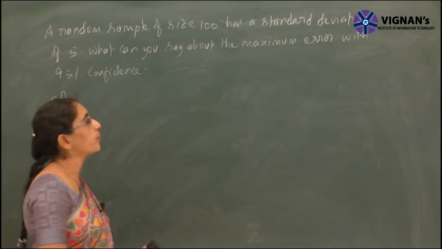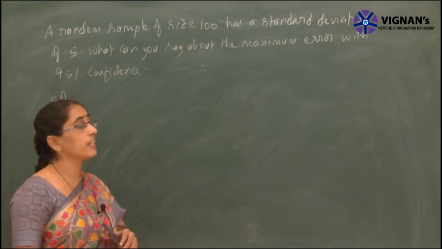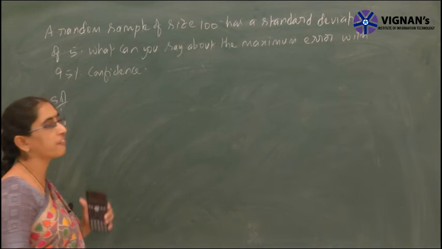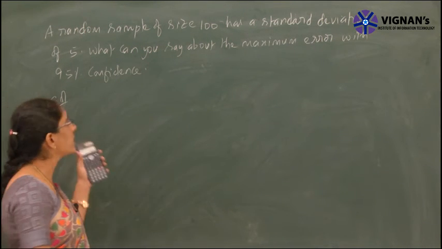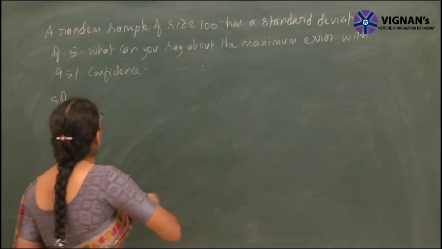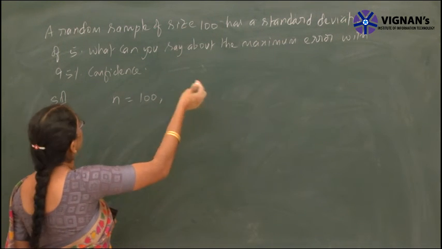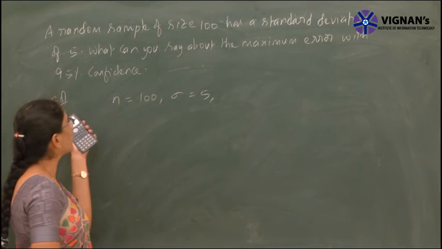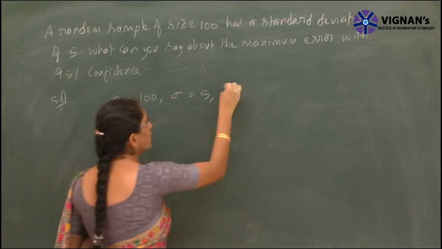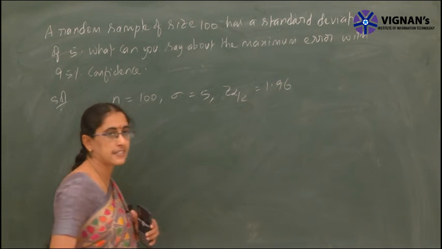Now see one more problem on error of mean here. A random sample of size 100 has a standard deviation of 5. What can you say about the maximum error with 95% confidence? So that means here sample size is 100, has a standard deviation of 5, sigma is 5, and with 95% confidence they are asking. So that means Z alpha by 2 is 1.96.